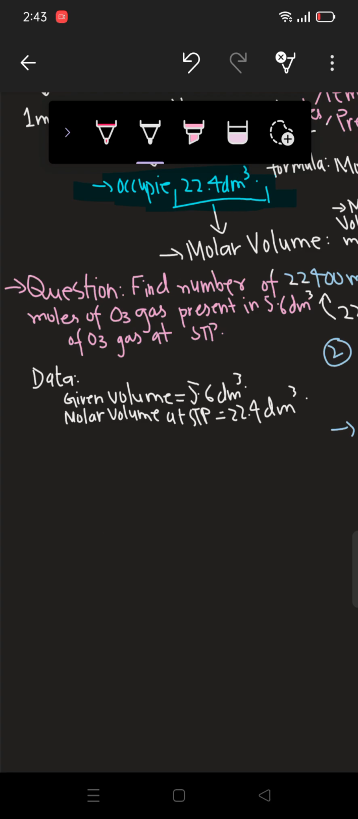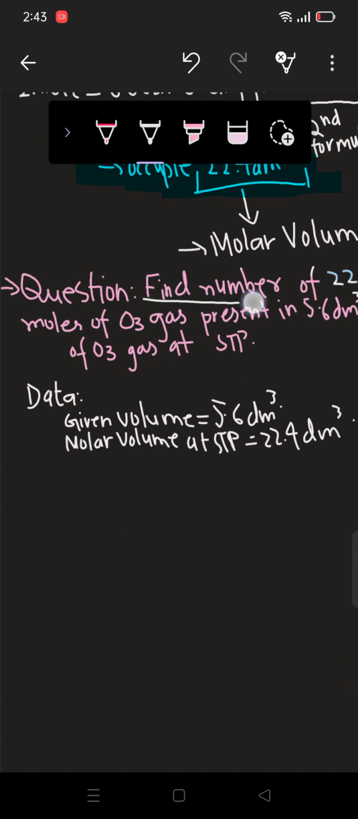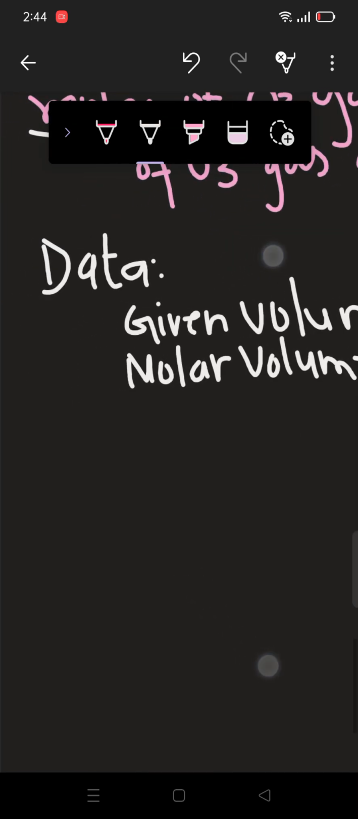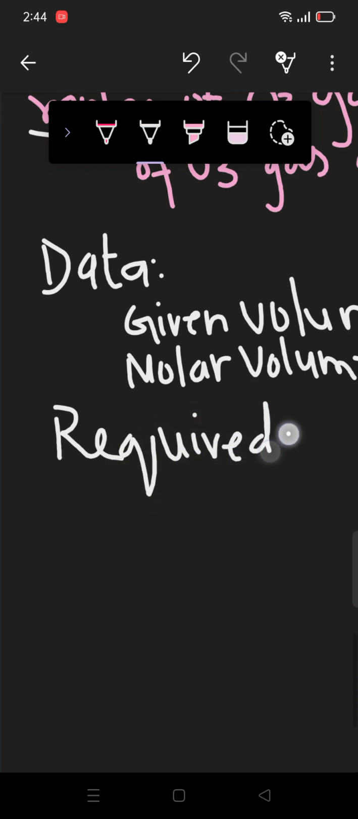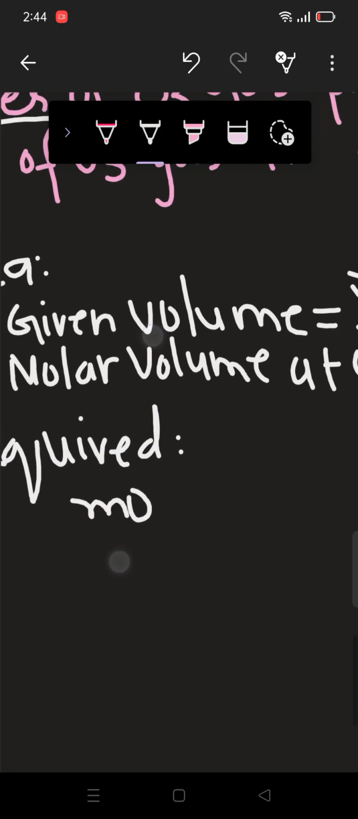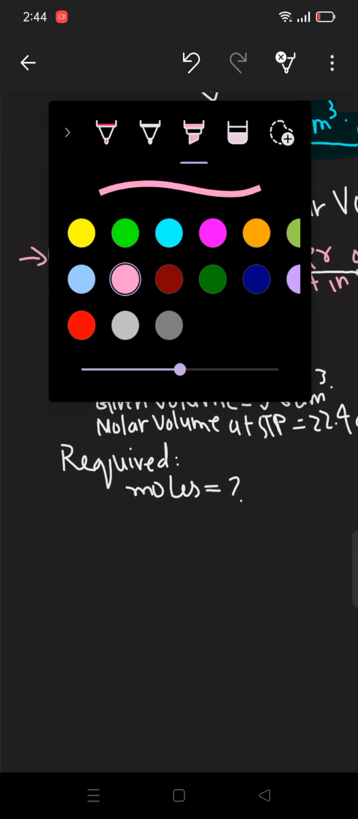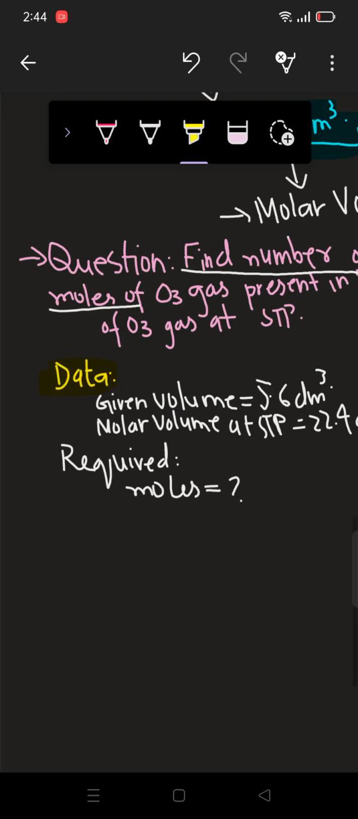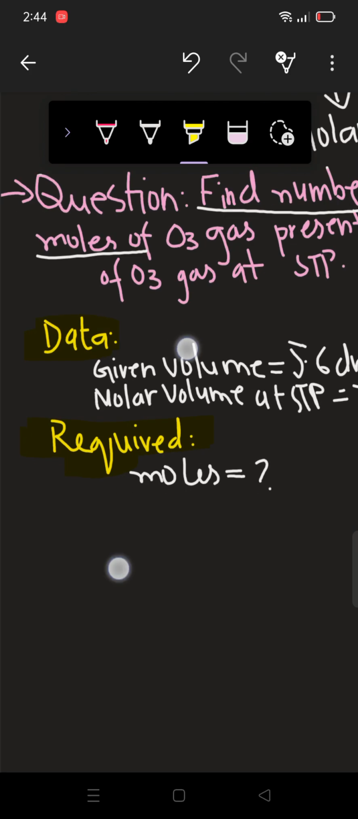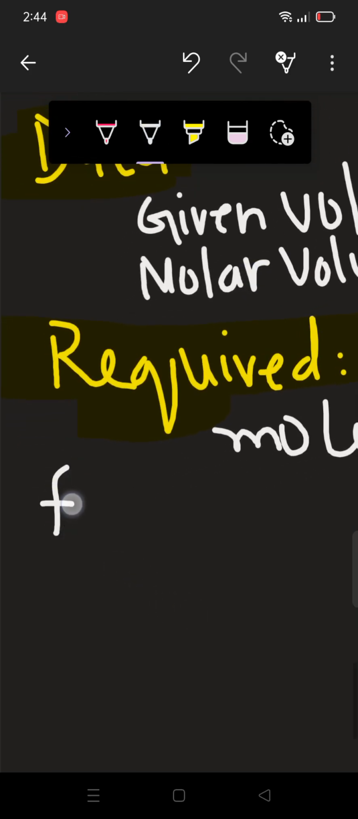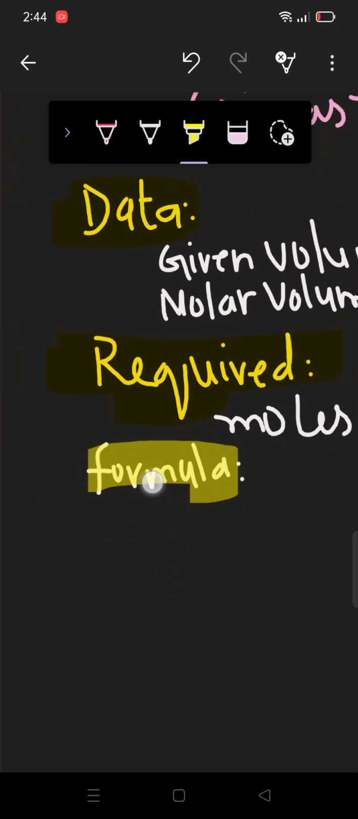Alright, what is required here? You can see, find the number of moles, which means required is moles, right? We need to find the number of moles. So the required is number of moles. The data we have already made. We have a volume given in the question. We have written the required as well. Moles are required. Now we will first be writing the formula for it, right? So the third step is to write the formula.